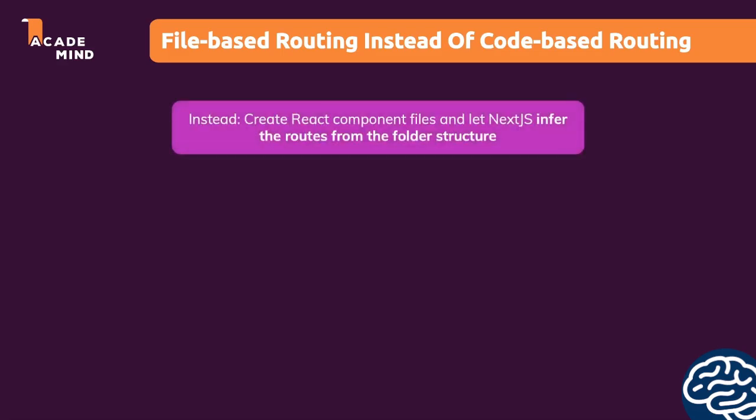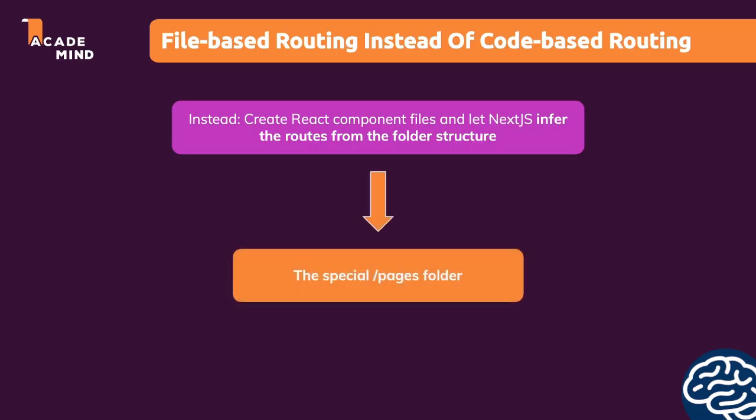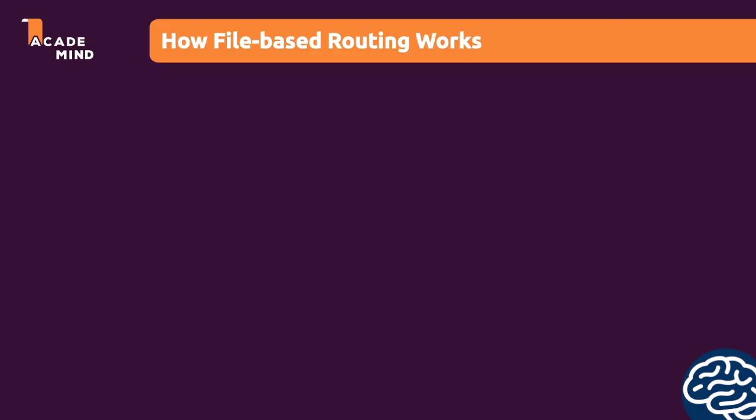Instead, with Next.js, we create React component files. So regular React component files in a special folder, as you will see, and we will then let Next.js infer our routes in our project from that folder structure we set up there. We use the special pages folder for that because Next.js will automatically look into that pages folder to infer our route structure. Now, how does this work?